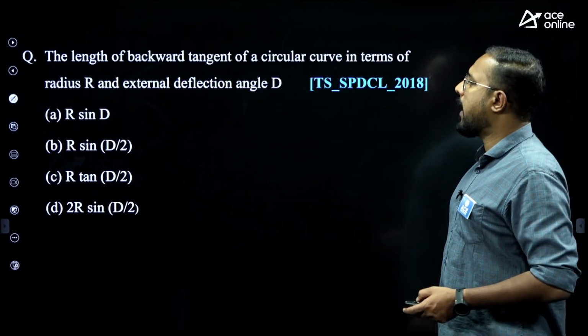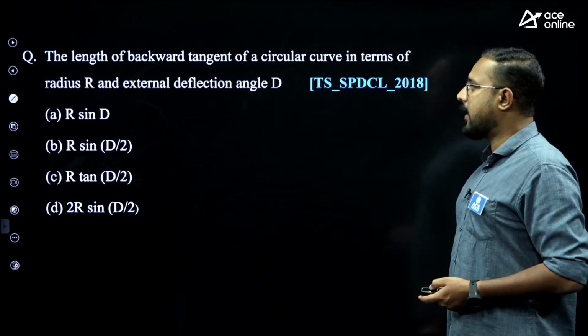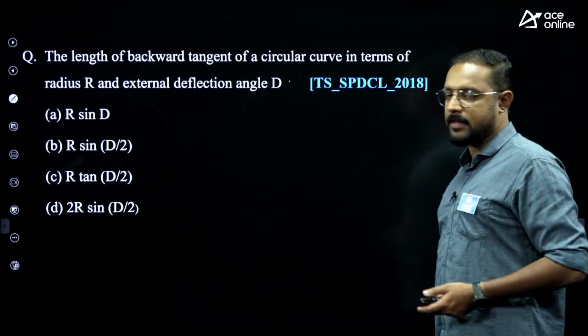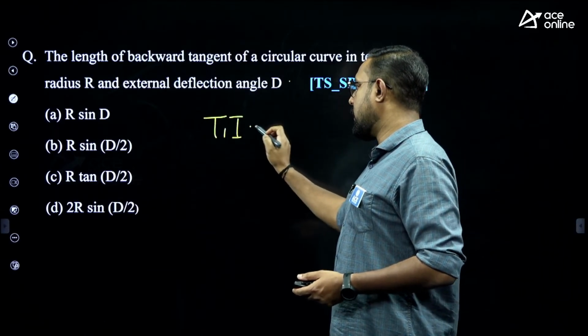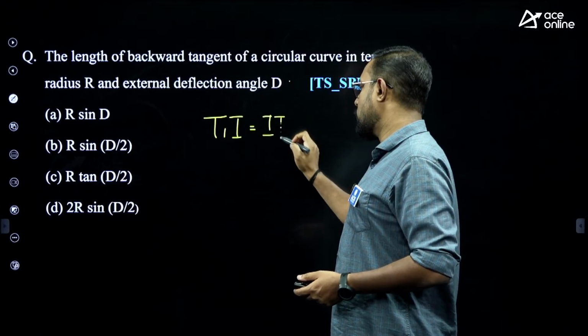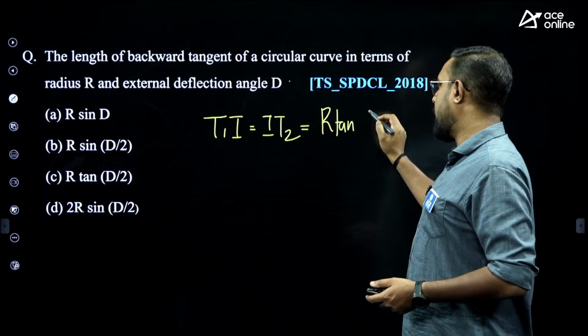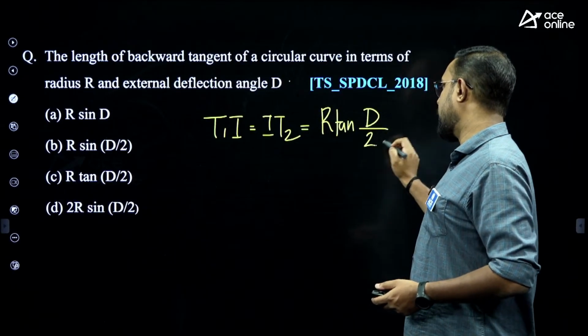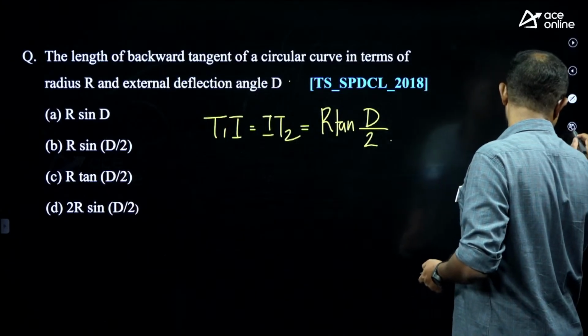The length of backward tangent of a circular curve in terms of radius and external deflection angle D is dash. So tell me what is the tangent length? T1I is equal to IT2 is equal to R tan delta by 2. Here delta is given as D. So what is this tangent length? What do you mean by this tangent length?